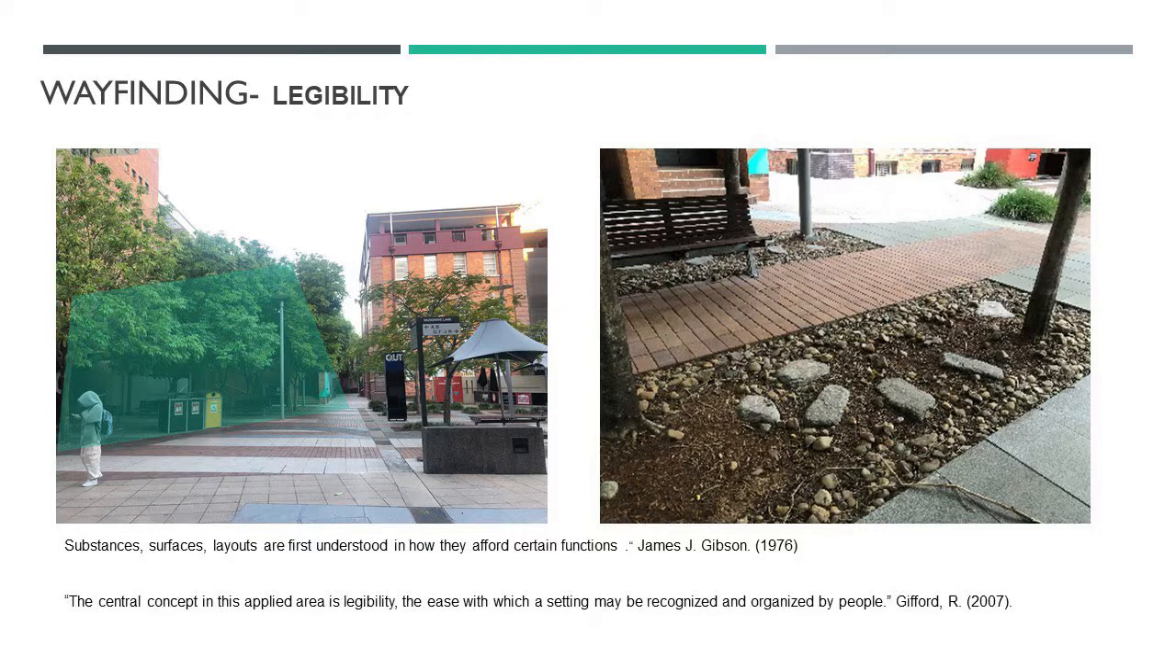According to Gibson, substances, surfaces, and layouts are first understood in how they afford certain functions. The site is not very easy to spot due to its location and light. There are no obvious paths and road signs here. Roads can be identified by distinguishing between soil and floor paving. At the same time, the site also has some special arrangements, such as a large volume of stone in the soil. I guess it's convenient for people to pass. This setting is not very easy to be discovered by users. The design will respond later.